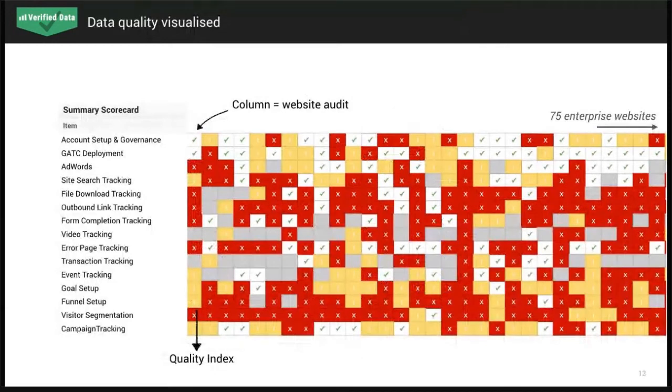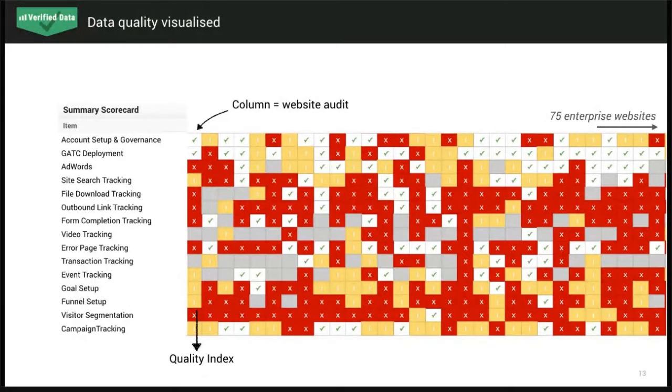So we have all of the sections there on the left. Each one of these columns represents a website that's been audited. Remember, we sum and normalize these to give the quality index score at the bottom there. And this just goes on to the right for 75 enterprise websites. A lot to absorb there, but if you just take a step back and look at this from a pattern recognition point of view, the takeaway is there's a lot of red here. There's an awful lot of red, quite a lot of amber, and not many green ticks.